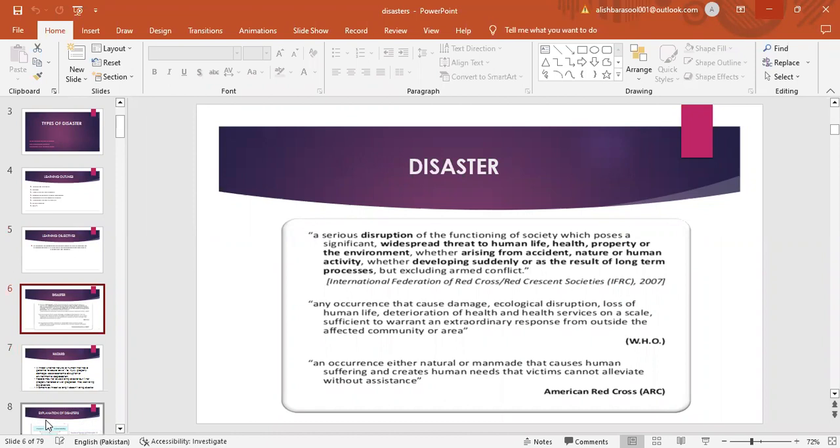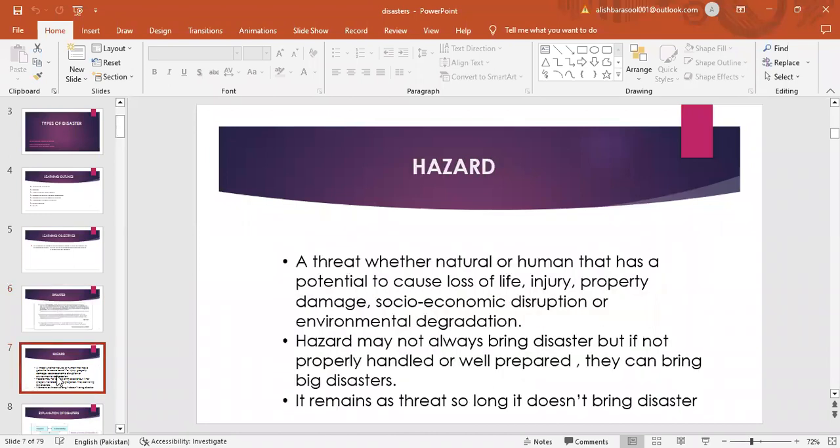Any occurrence that causes damage, ecological disruption, loss of human life, deterioration of health and health services on a scale sufficient to warrant an extraordinary response from outside the affected community or area. WHO. An occurrence either natural or man-made that causes human suffering and creates human needs that victims cannot alleviate without assistance. American Red Cross. What is a hazard?